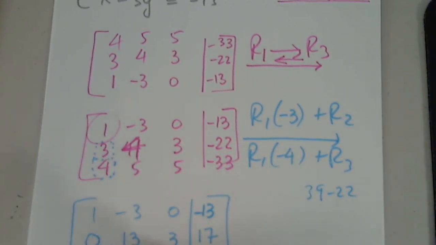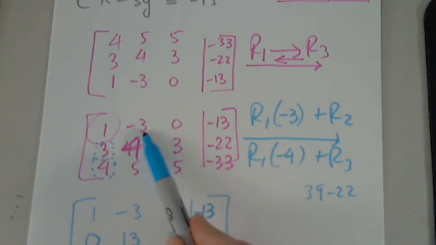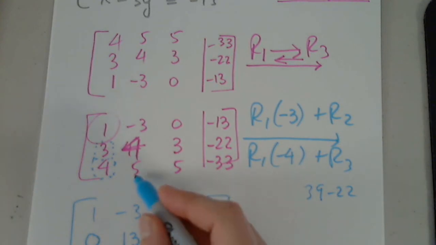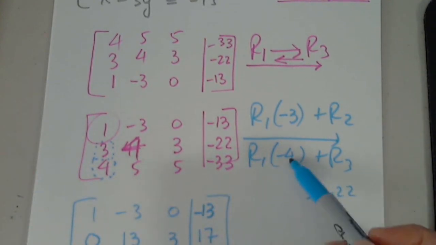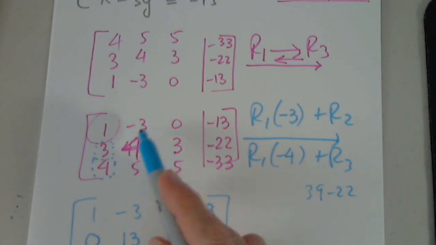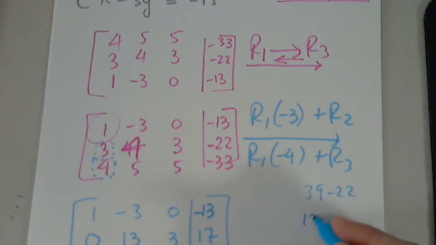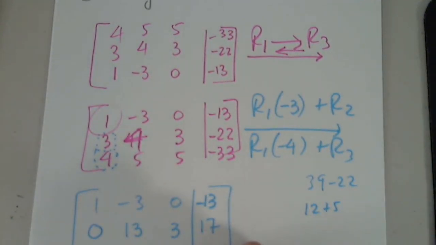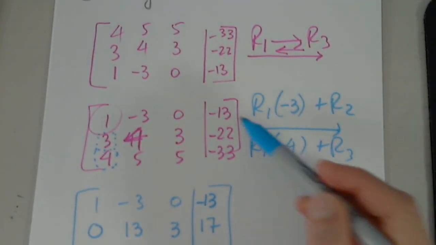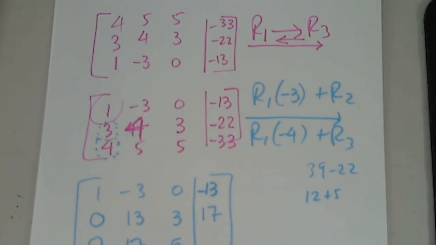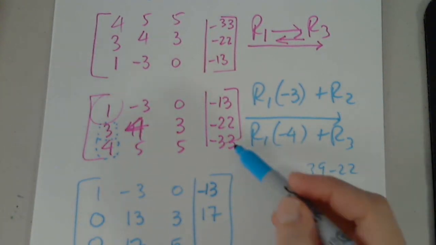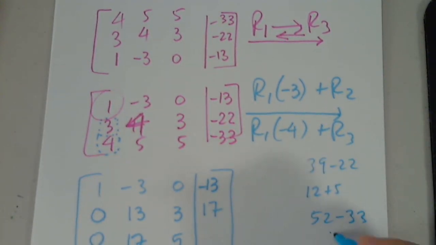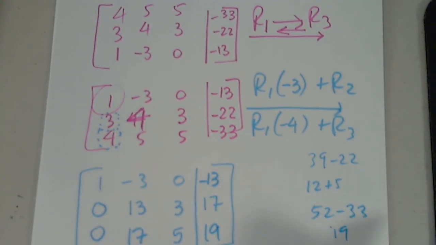1 times negative 4, it better be 0. Plus 4 is 0. Negative 3 times negative 4 is positive 12, plus 5, 17. Negative 4 times 0 is 0, 0 plus 5 is 5. And negative 4 times negative 13 is positive, is it 52? And then minus 33. Is it 19? Gee, with the numbers.